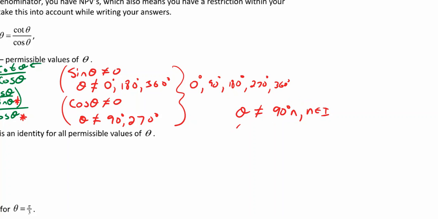Okay, and then the other way of writing that with radians would be the same thing as, well, 90 degrees would be pi over 2 n, where n is a member of the integers. So either one of those if it was degrees or radians.